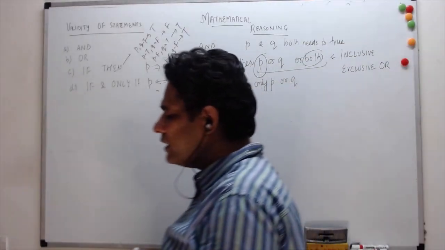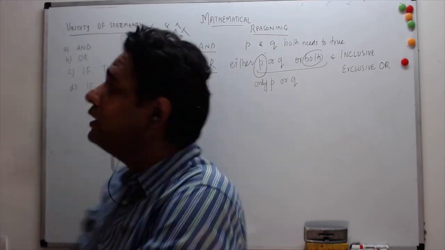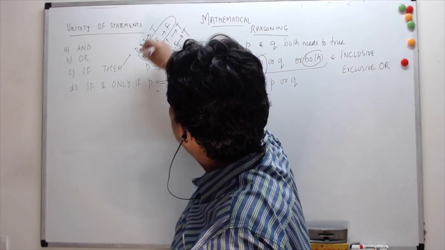If Q is false, then it is not an implication. Otherwise, it is. Only under this condition is it not an implication. The rest of the cases are.